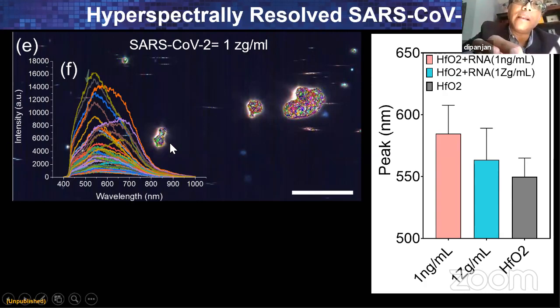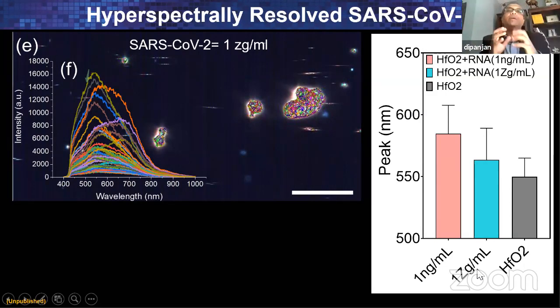What you're looking at is the slide where the gold particles have been clustered. You can see there's a very high level of clusters present. Now look at the right-hand side. You're looking at the plot and the peak heights. You can see that when the RNA has been treated, we can even go up to the zeptomolar concentration.